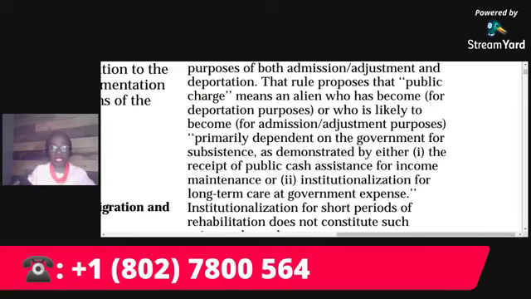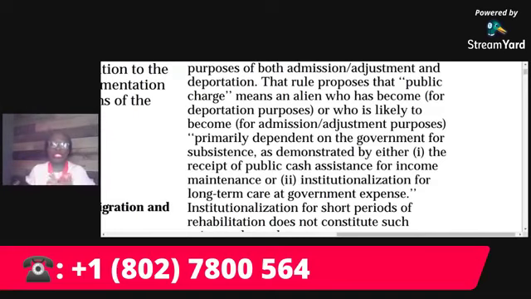So we still have, as I keep telling you, the public charge statute, but no more the public charge rule. So let's go to the main definition of what the public charge statute says. That rule proposes that public charge means an alien who has become, for deportation purposes, or who is likely to become for admission or adjustment purposes, primarily dependent on the government for subsistence, as demonstrated by either one, receiving public cash assistance for income maintenance, and two, institutionalization for long-term care at government expense. Okay, so note this definition. Guys, let me sip my hot tea.